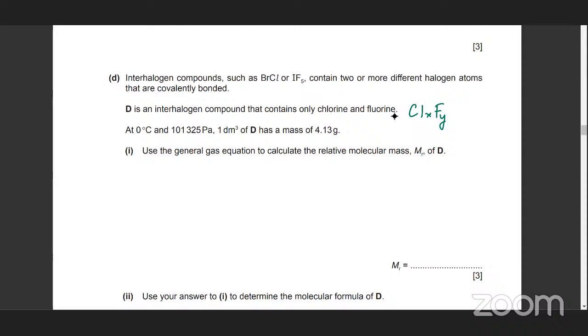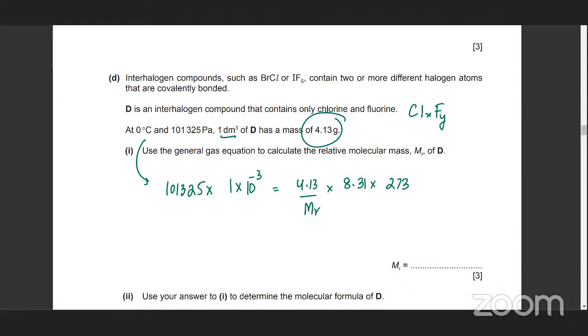Now you're asked to use the general gas equation to calculate the MR of D. We've been given a lot of things, so we can use PV = nRT. Pressure is 101325. The volume is 1 dm cube, but it should be in meter cube; to convert dm cube into meter cube, that's 10 power minus 3. n is moles, that's mass, which is given as 4.13, divided by the MR, into R, which is 8.31, into temperature, which is 0 degrees centigrade, that's 273 kelvins.